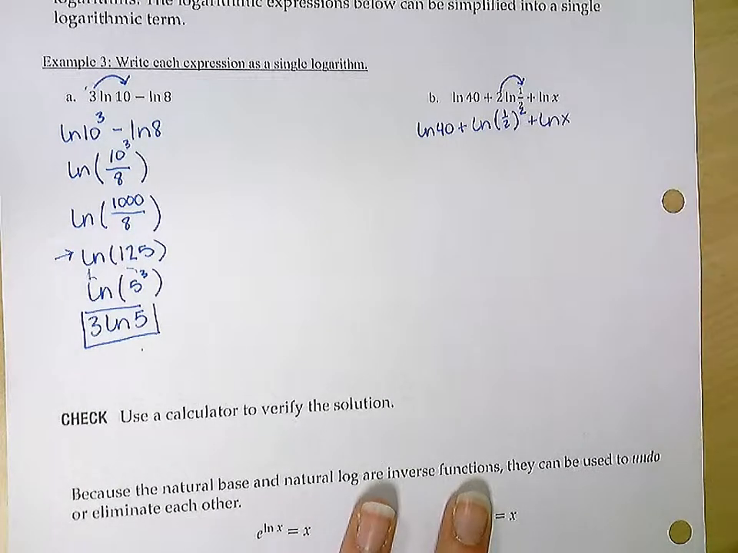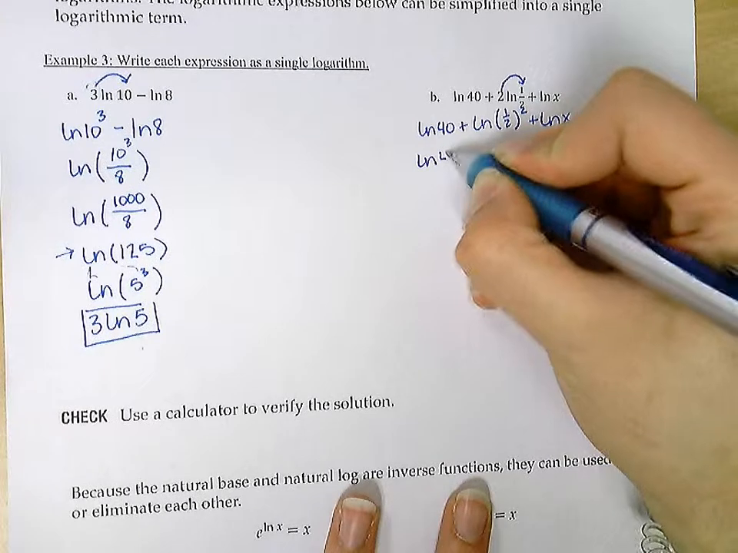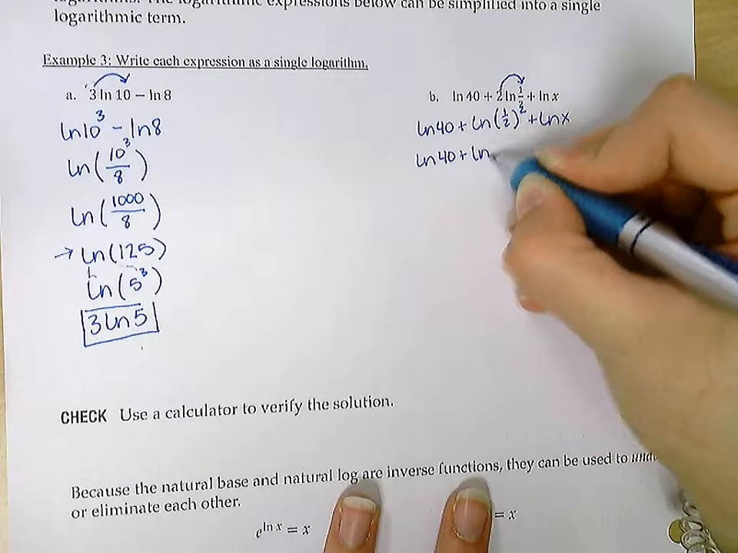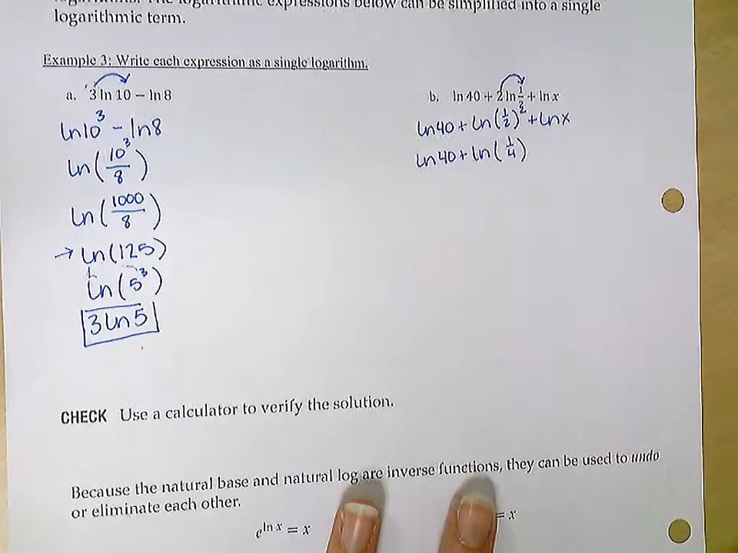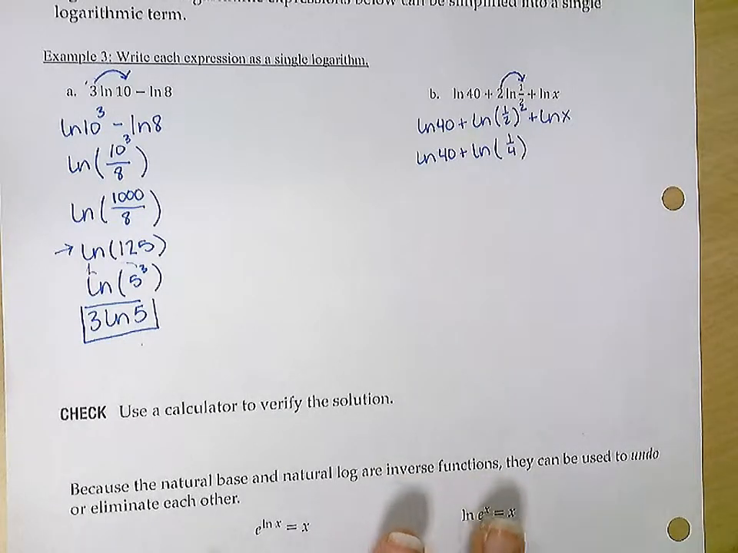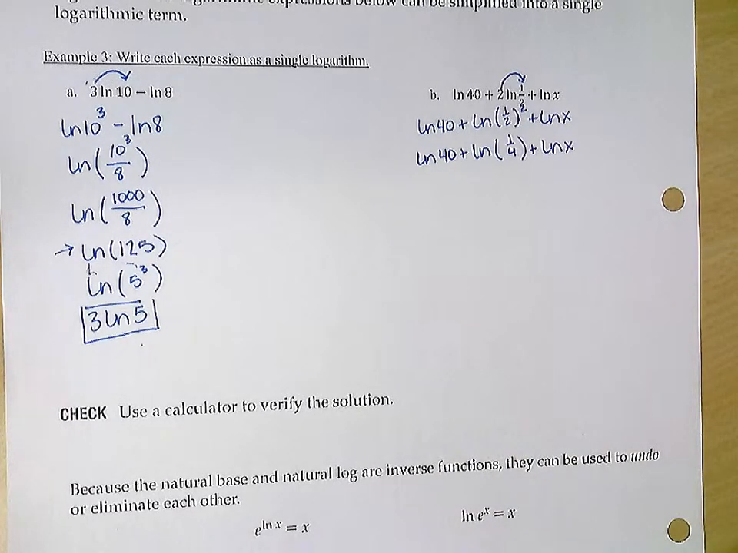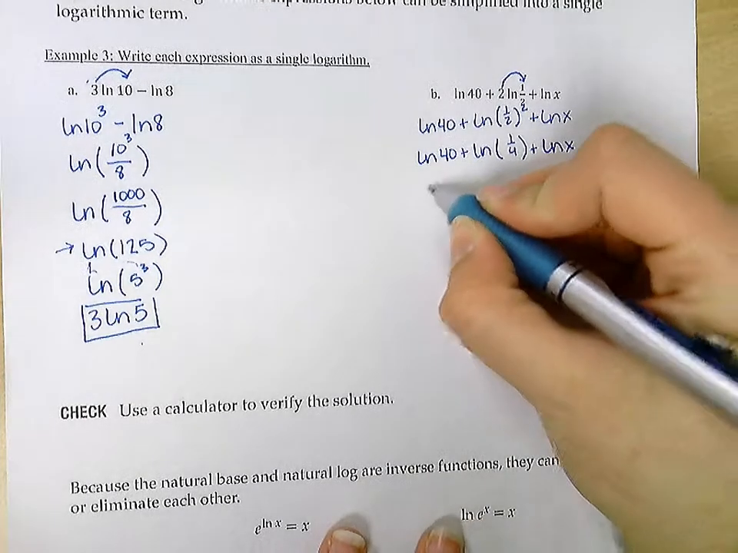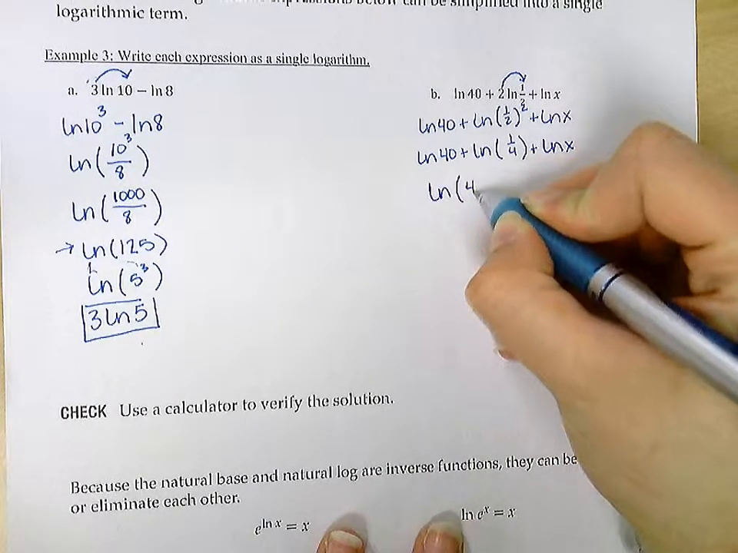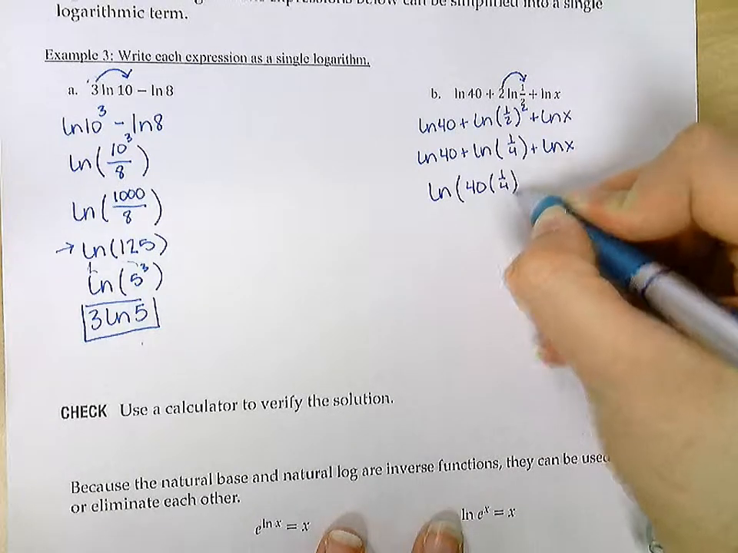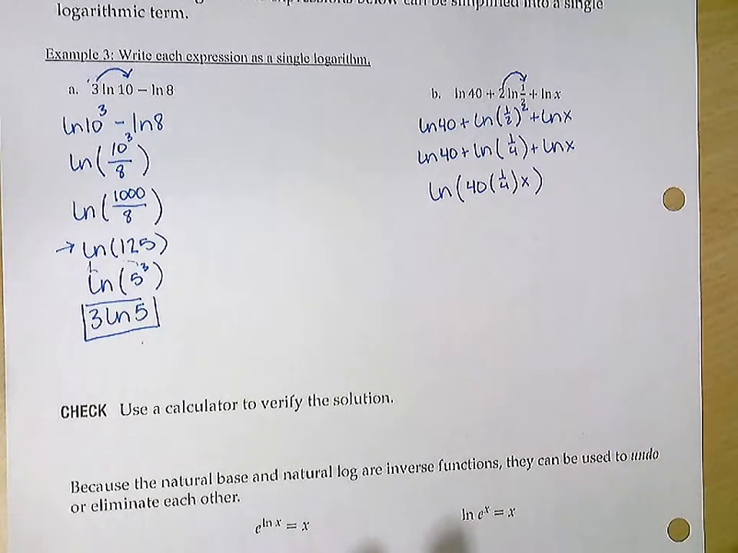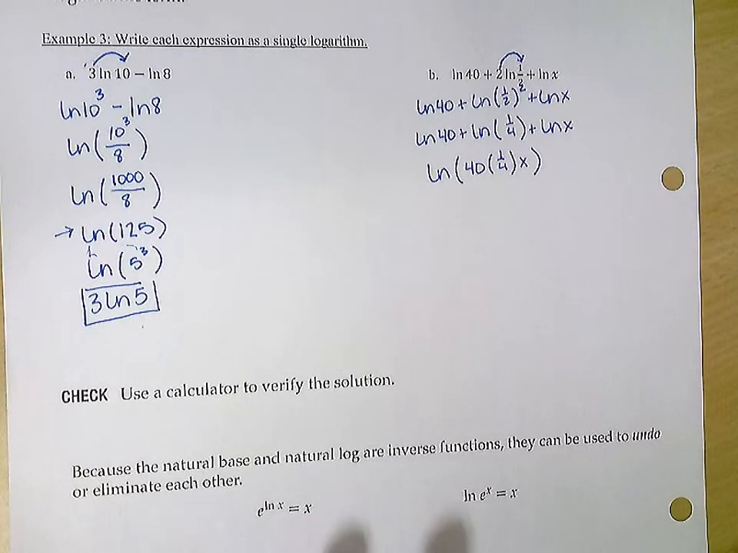Okay, I want to square 1/2. So I have the natural log of 40 plus the natural log of 1/4, because I squared 1/2, plus the natural log of x. Now, like I said before, when you have addition, we change that to multiplication, to combine all of those natural logs. So we would have the natural log of 40 times 1/4 times x. So I'd multiply all 3 of those together.